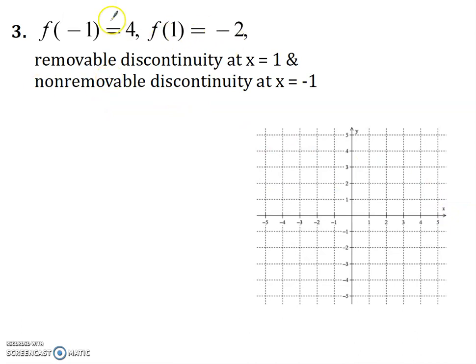So for this next one, we have f of -1 is 4. So I have a solid point at -1, 4, and then another solid point at 1, -2. Then I have removable discontinuity at 1. Okay, so that means at 1, I have to have a hole. Then a non-removable discontinuity at -1. So here, I have to have a jump in the graph.